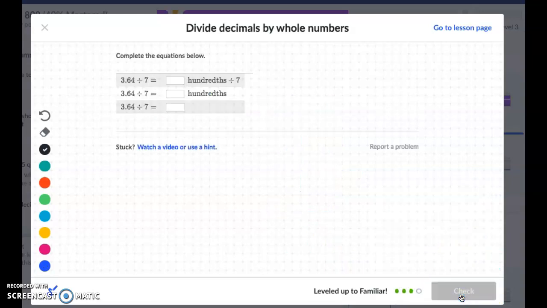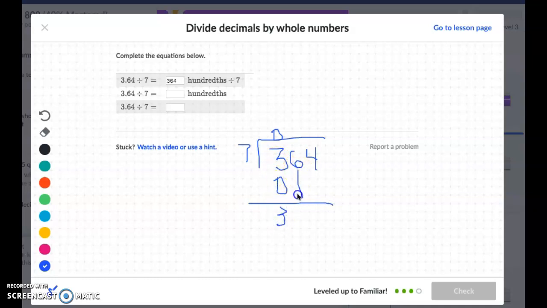So in this one, we're going to take our 3.64 and change it into hundredths. So 3.64 would be 364 hundredths. And now I can think of that problem as 7 fits into 364. So 7 fits into 3, 0 times. 0 times 7 is 0. 3 take away 0 is 3. Bring down my 6. 7 fits into 36 5 times.